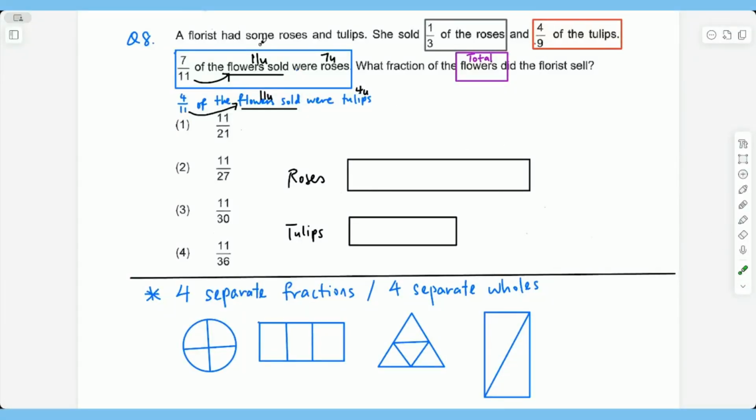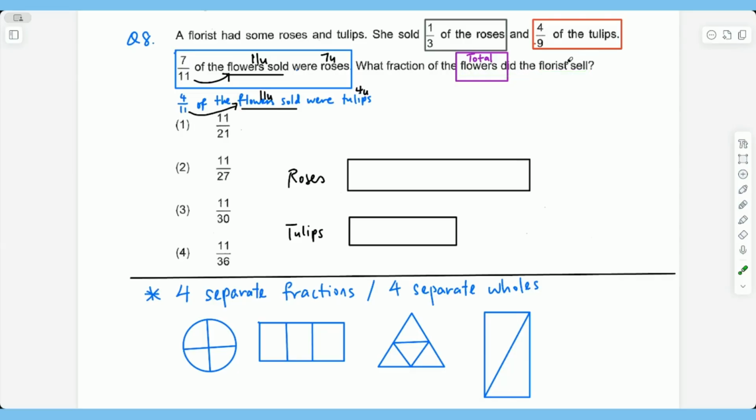Question 8. A florist had some roses and tulips. She sowed 1/3 of the roses and 4/9 of the tulips. 7/11 of the flowers sowed were roses. What fraction of the flowers did the florist sell?